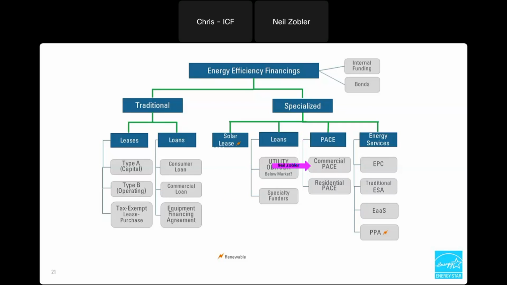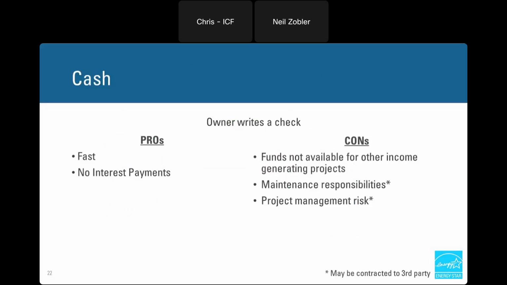PACE, commercial PACE, residential PACE, I'll go over that in just a few minutes, and energy service companies and energy services: EPC, energy performance contract, traditional energy services agreement, energy as a service, and a power purchase agreement. Now, I have the little renewable energy lightning bolt here by solar leases and PPAs. Those tend to be used more for renewable energy and less for energy efficiency projects. But you can combine them and combine both types of energy savings under one agreement. Depends on the project itself and the investor that's looking at underwriting the deal.